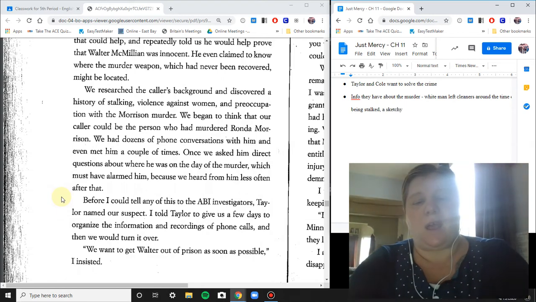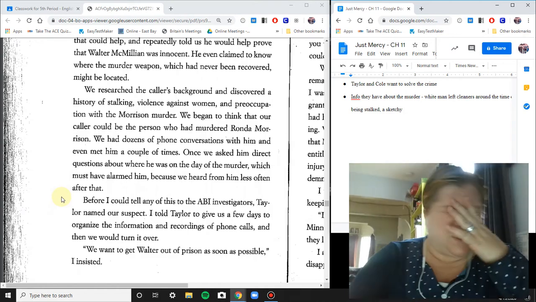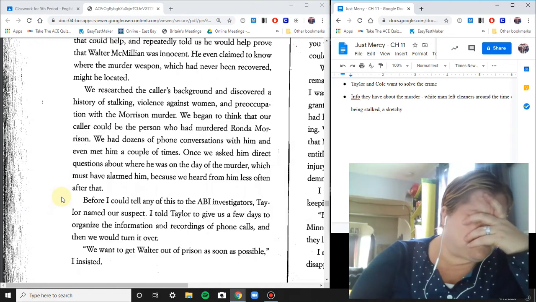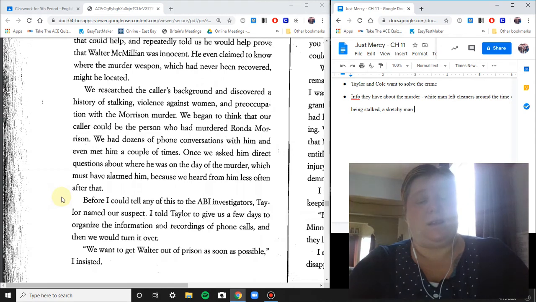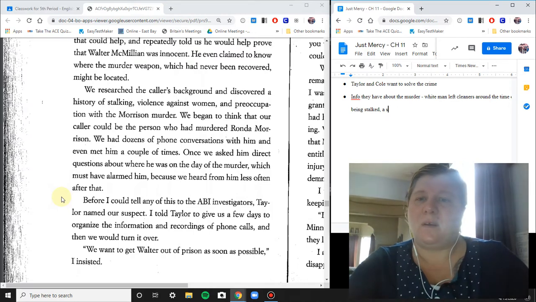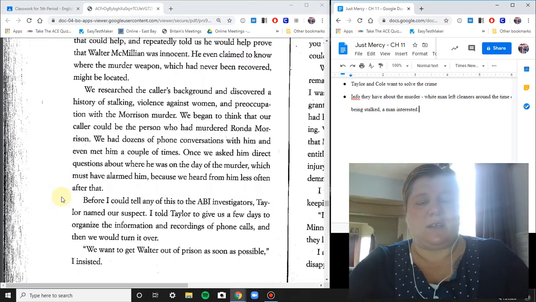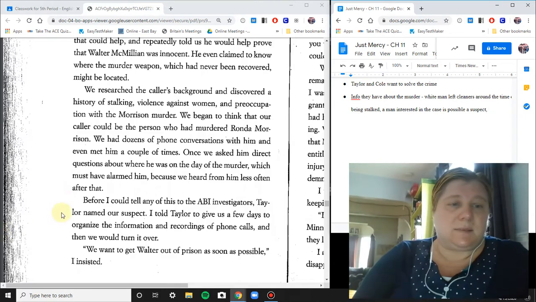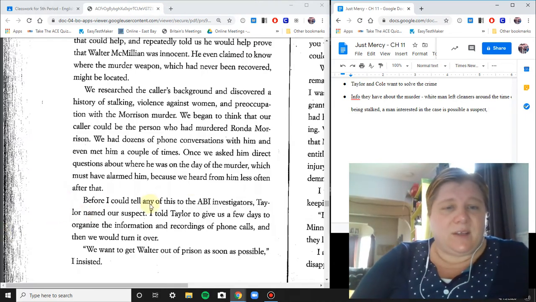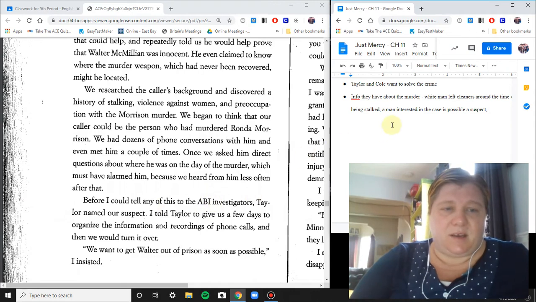A sketchy man, and then of course I'm not going to write "sketchy" in my essay as well, but a sketchy man interested in the case is possibly a suspect. That's enough to remind me what this is.